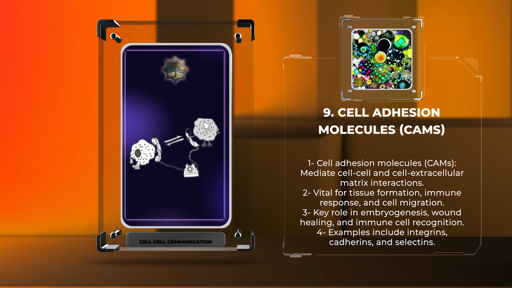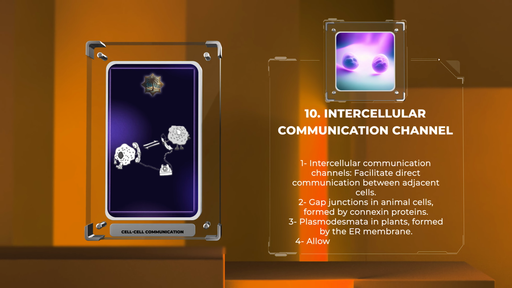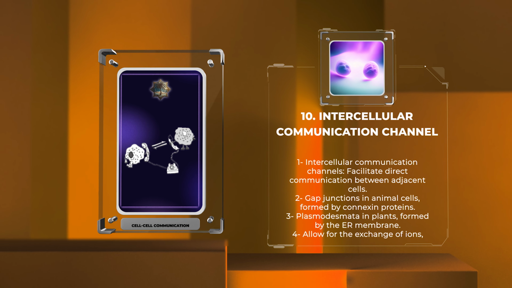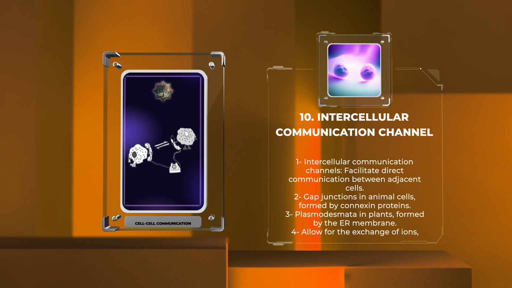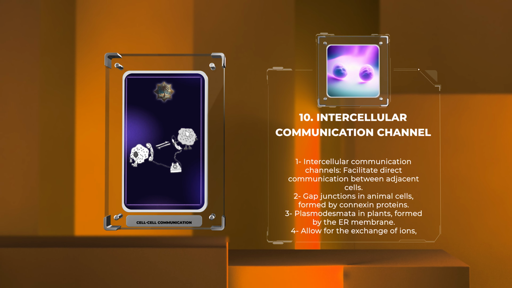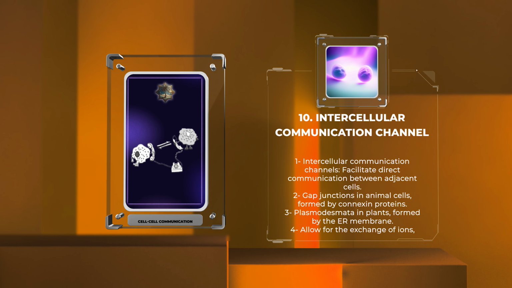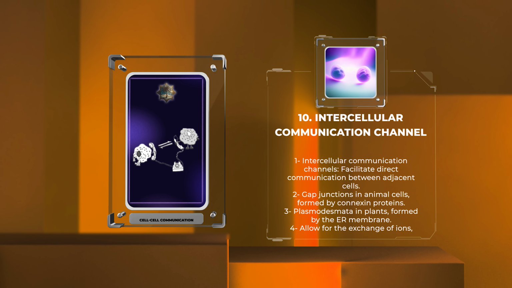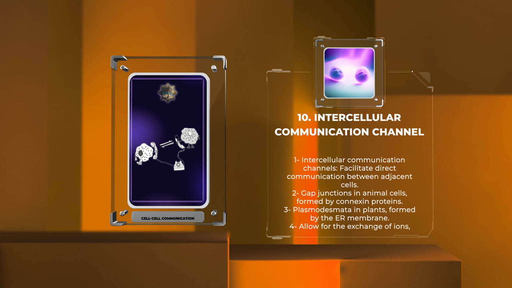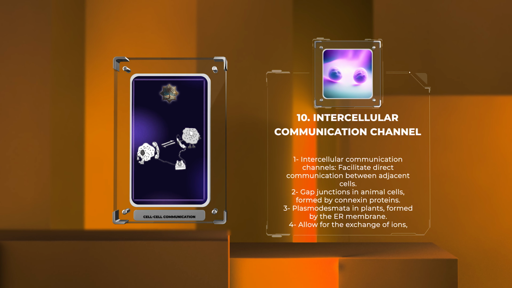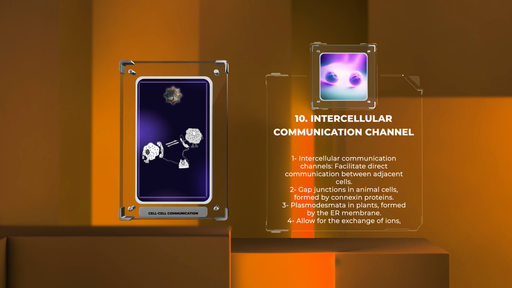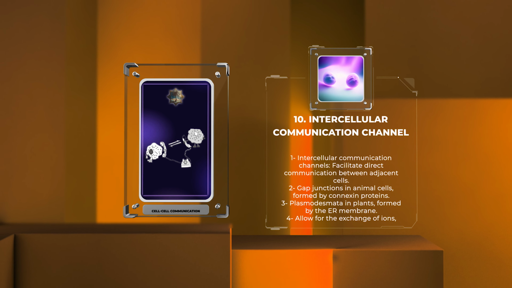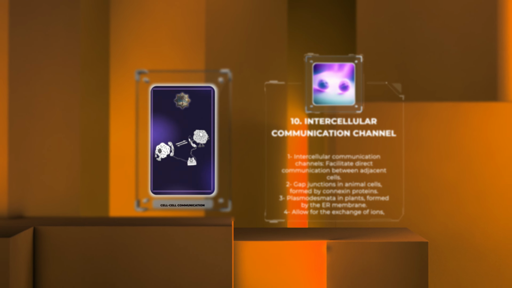Intercellular communication channels, such as gap junctions and plasmodesmata, facilitate direct communication between adjacent cells. These channels allow for the exchange of ions, small molecules, and even organelles, enabling coordinated cellular responses. Gap junctions, found in animal cells, consist of connexin proteins that form intercellular channels. Plasmodesmata, on the other hand, are plant-specific channels formed by the ER membrane. These channels establish cytoplasmic continuity between adjacent cells, promoting signaling and nutrient transport.